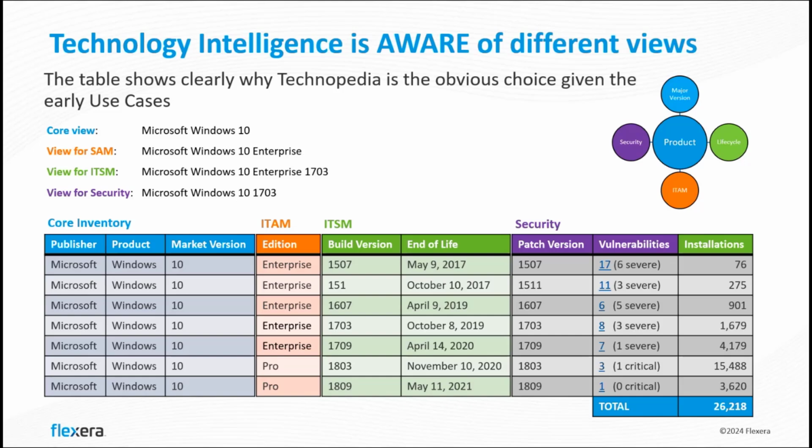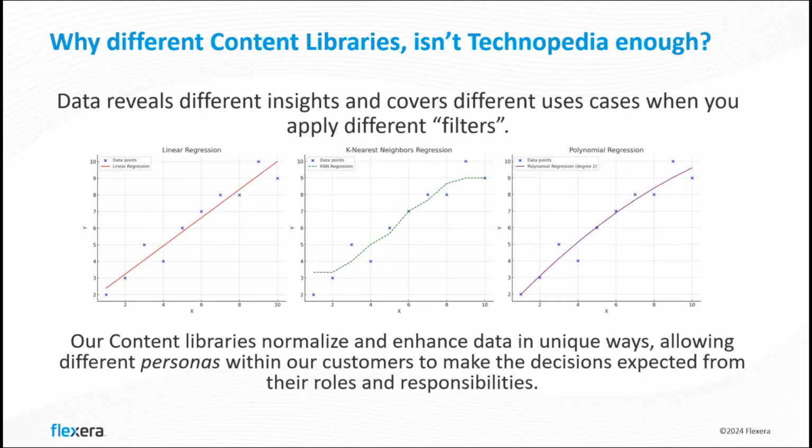So you need a different level of granularity between some of your use cases facilitated with IT visibility versus what you're facilitating through IT asset management or software asset management, simply because a different level of granularity is required in that context. That is the reason why we have traditionally had different content libraries. We do need to link them together somehow. So this is a little bit of background for why we have different content libraries, and the reason why Technopedia doesn't necessarily answer all the questions on its own.